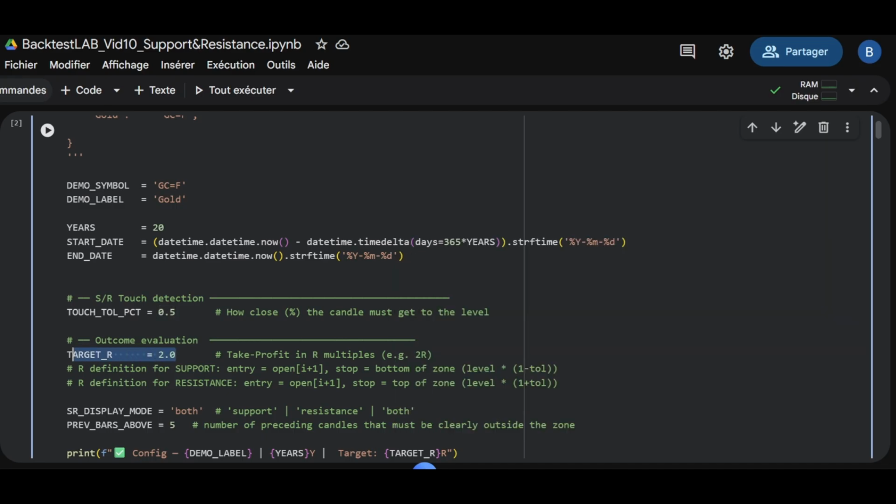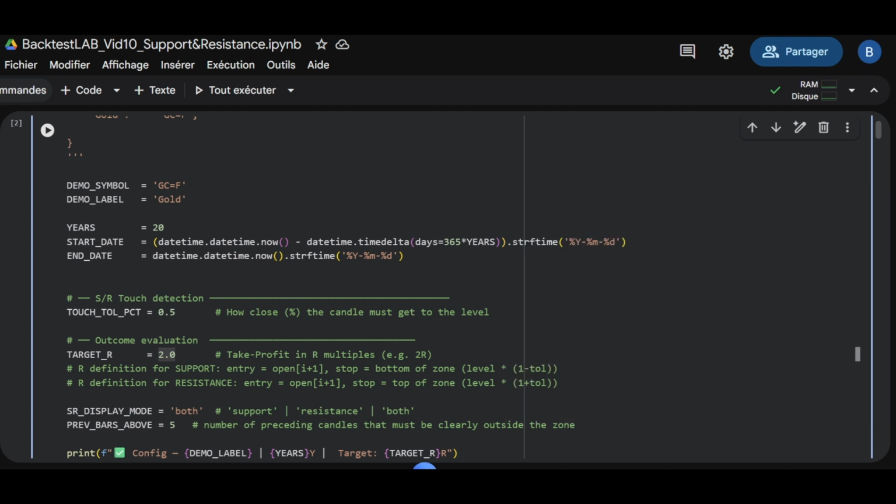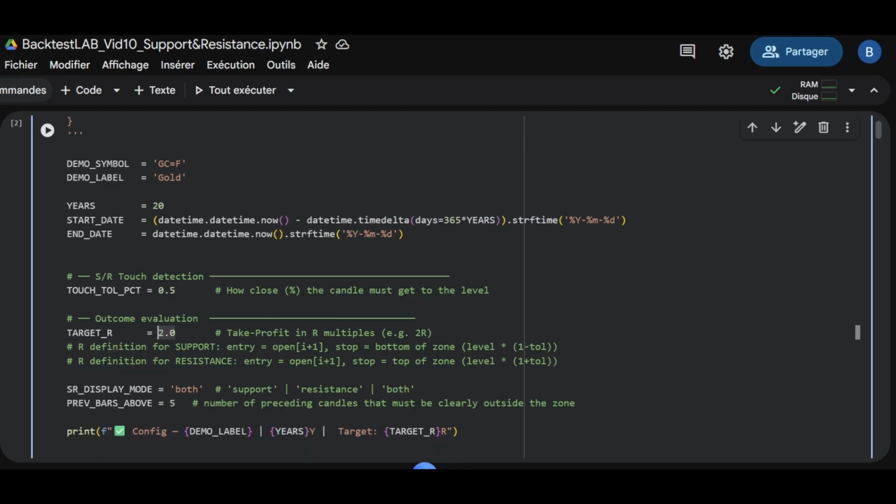And for the target, if we are risking, let's say $100, the idea here is to target or to have a gain of 2 times the risk. So it's going to be $200. So basically you need to have at least 40% win rate to start being profitable.